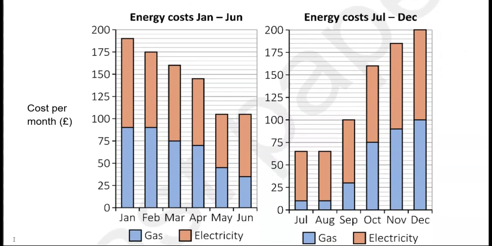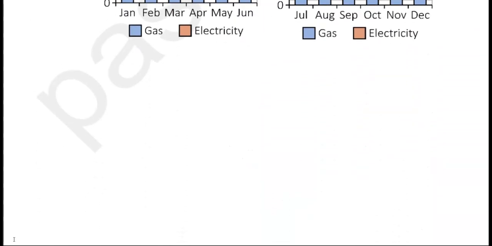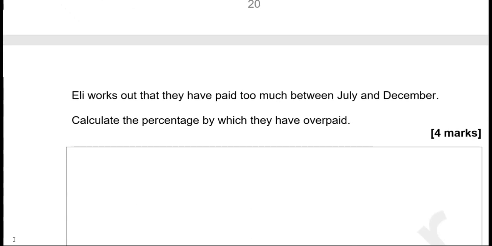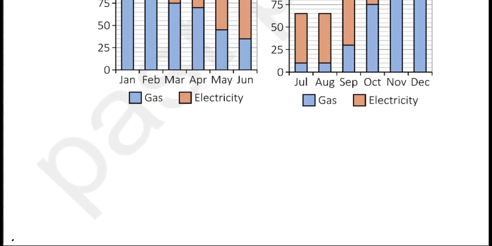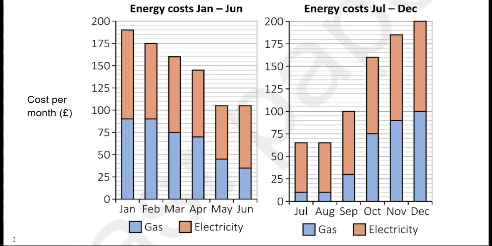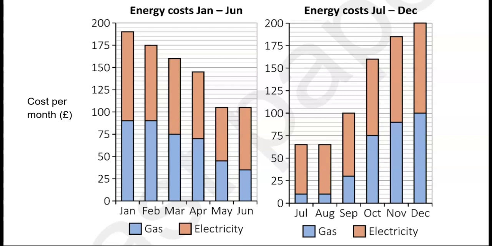We've got the graphs. Ellie works out that they have paid too much between July and December. Calculate the percentage by which they have overpaid. So they use the median of the energy costs between January and June to determine the cost for energy between July and December. So let's work out the median.